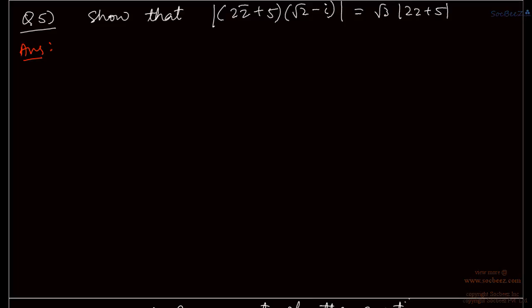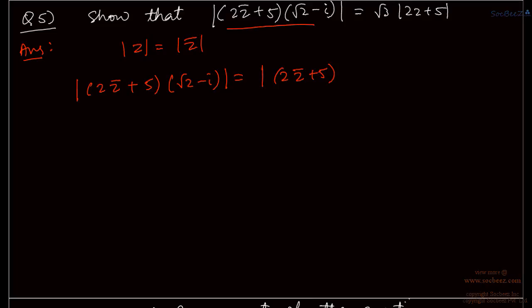This is a conceptual question. We know that the modulus of z is equal to the modulus of z bar. So let this first expression be z, and the modulus of that should be equal to the modulus of its conjugate. So this is equal to the modulus of the whole thing, 2z bar plus phi, times root 2 minus I.